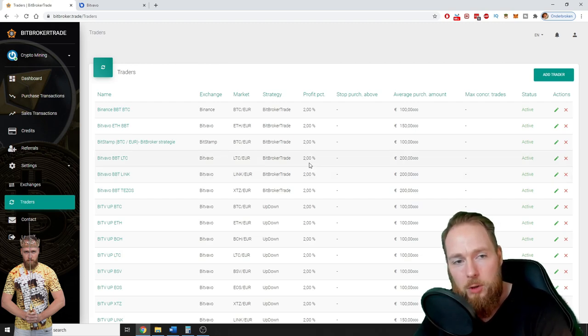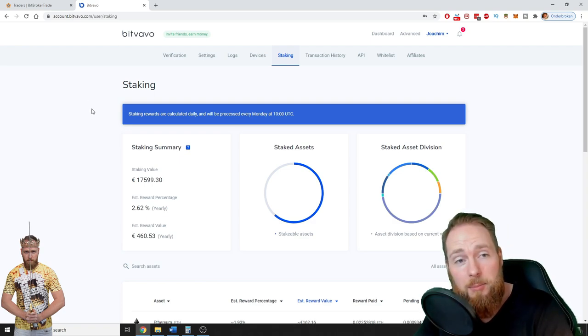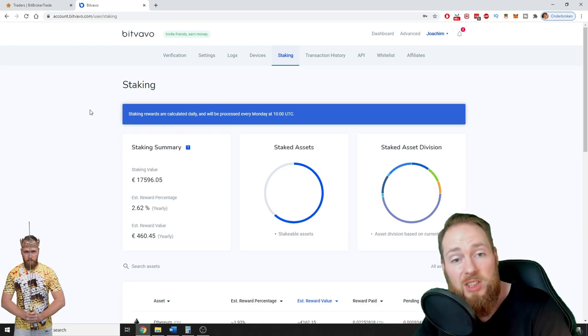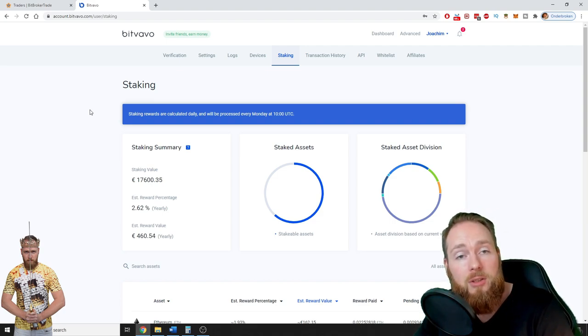I've added them all. But if you want to know what the best coins are to trade, well, did you already hear of staking, Bitvavo staking, Binance staking? If not, you should urgently start staking on Binance or on Bitvavo. On these two exchanges, you can get interest on your cryptocurrency.